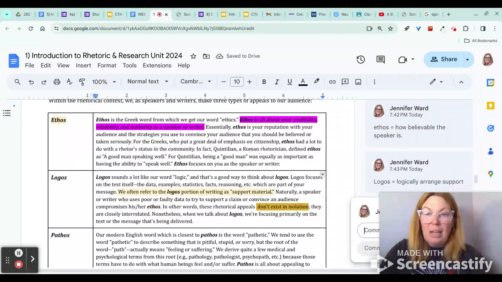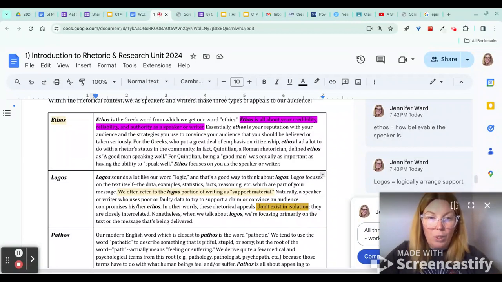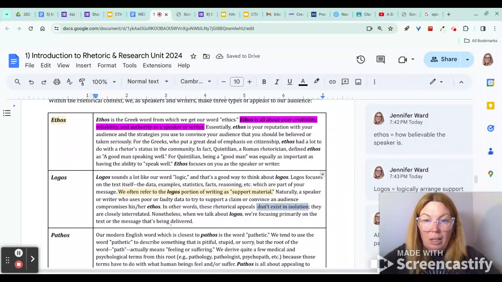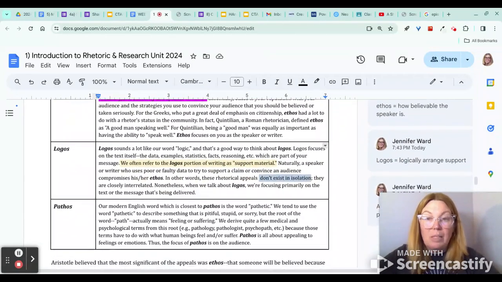So I like this, and I'm highlighting it, and I'm just writing all three, logos, ethos, and pathos, which we'll get to in a second, work together. I like that, work together. They are closely interrelated. Nonetheless, when we talk about logos, we're focusing primarily on the text or the message that's being delivered.